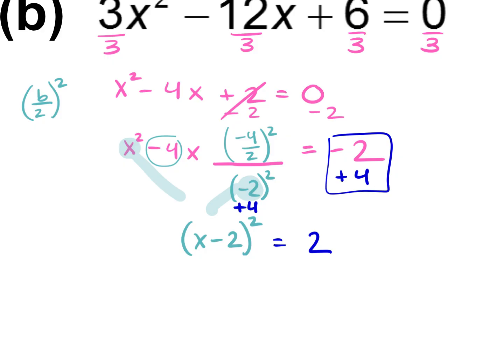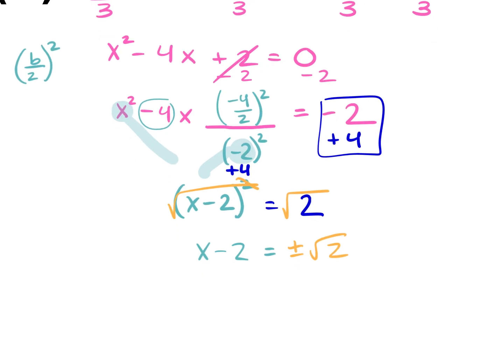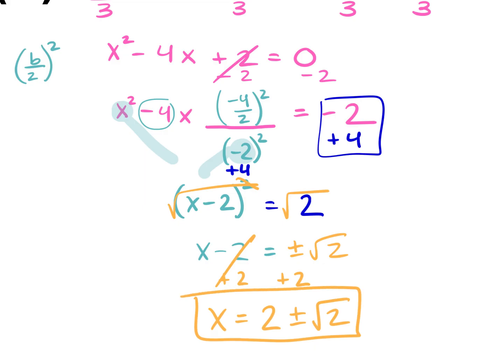What should we do next? Square root both sides. Perfect. So it'll cancel out with the squared. So we're left with x minus 2 is equal to what? Plus or minus square root 2. Perfect. Anytime you take the square root of both sides, you need the plus or minus. What do we do next? Add 2. Can I combine 2 and square root 2? No. So we have x equals 2 plus or minus square root 2. So this is our answer.